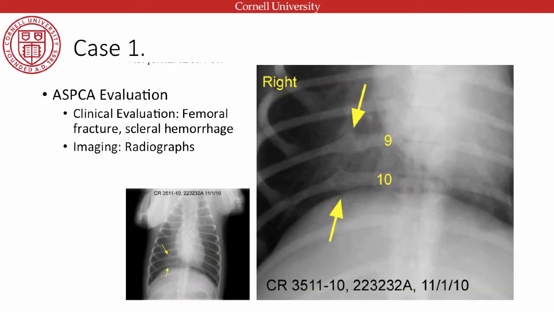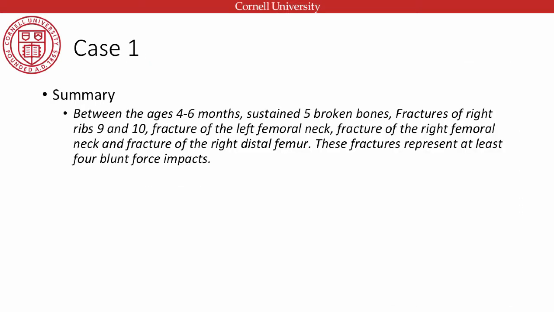Went to the ASPCA and underwent some further evaluation and identified femoral fracture, scleral hemorrhaging, and took some further radiographs. And on these radiographs, we can see that we've got several chronic rib fractures in, I think we can see the fracture line. So in reparative phase, not remodeling phase in these 2. So weeks rather than months at this stage for these rib fractures. And this is rib 9 and 10. So we've got multiple sites of trauma. The summary for this case was between the ages of 4 and 6 months.